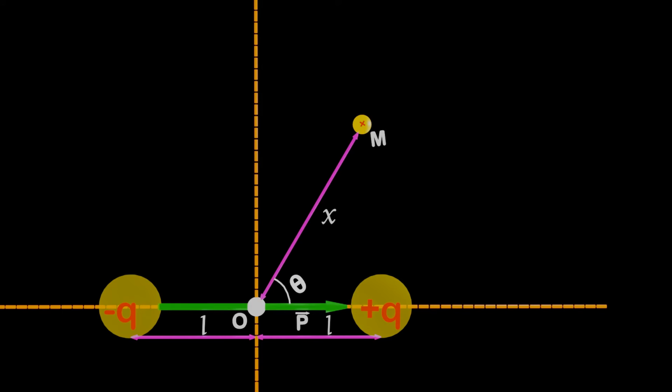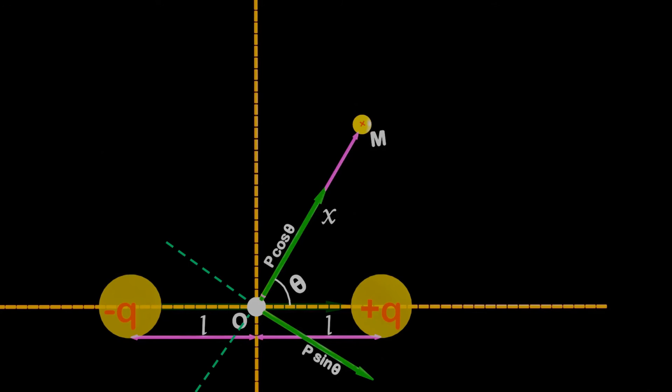At this time, we need to split the dipole moment. One component of the dipole moment will be along the line joining the center O of the dipole and point M, which will be equal to p cos theta. The other component will be perpendicular to this line and will be equal to p sin theta. Since we have created two new dipoles, p cos theta and p sin theta, by splitting the dipole moment, we can now forget the previous dipole.